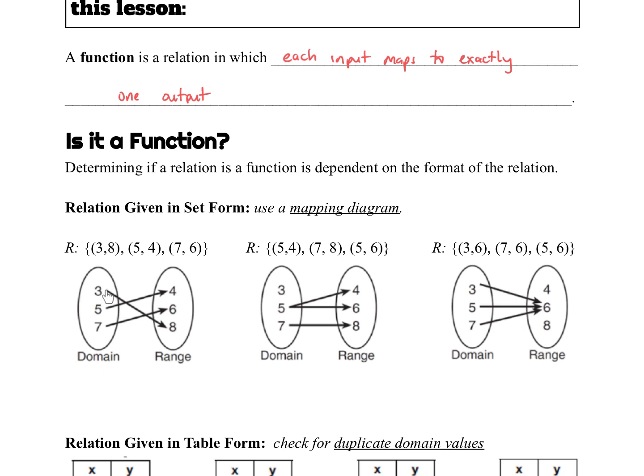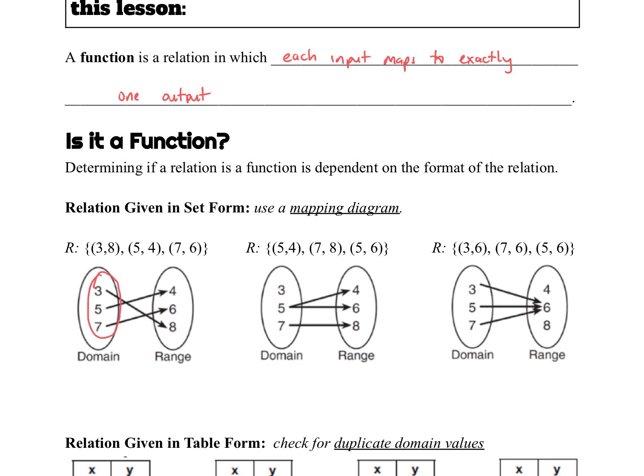Then to finish the mapping diagram, we draw arrows from the input to its corresponding output. So 3 maps to 8 as dictated by this point right here. 5 maps to 4 as this one right here shows us. And 7 maps to 6 as this one shows us. And I repeated that process across all 3 of these examples. Now, what we are looking for is right here.